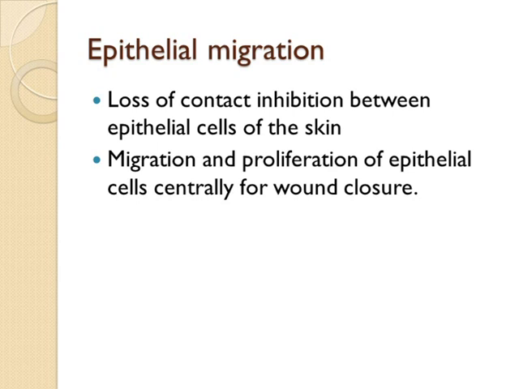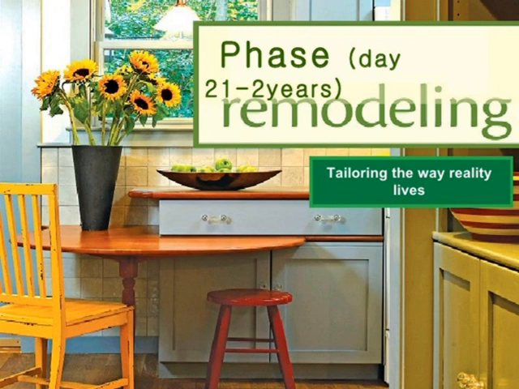Then the process of epithelial migration. Closure of the wound happens with the concept of loss of contact inhibition between the epithelial cells of the skin, and migration and proliferation of the epithelial cells centrally for wound closure. And then the phase of remodeling. Remodeling takes from the third or fourth week up to 2 years.